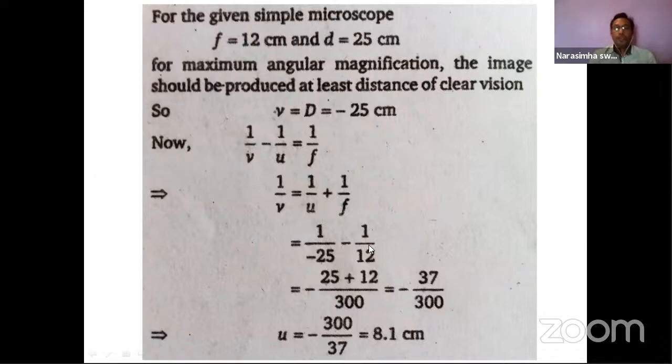So simplify this. You are getting 37 by 300. So further simplify that, 37 by 300 is the 1 by U value, and U is equal to 300 by 37, and you are getting 8.1 centimeters as the object distance to be kept in front of the lens for the simple microscope. For the simple microscope. Understood?